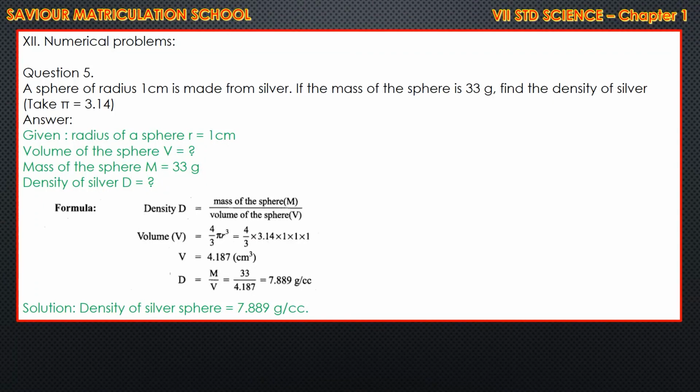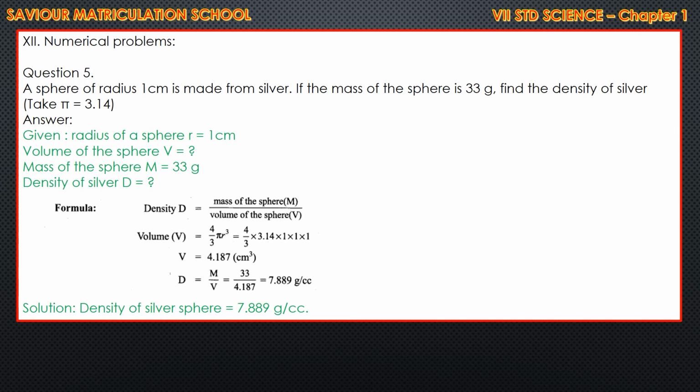Then question 5. A sphere of radius 1 centimeter is made from silver. If the mass of the sphere is 33 grams, find the density of the silver. Now we'll take pi as 3.14. Given here is the radius of the sphere, R is equal to 1 centimeter. The volume of the sphere we have to find out. The mass of the sphere is 33 grams and the density we have to find.